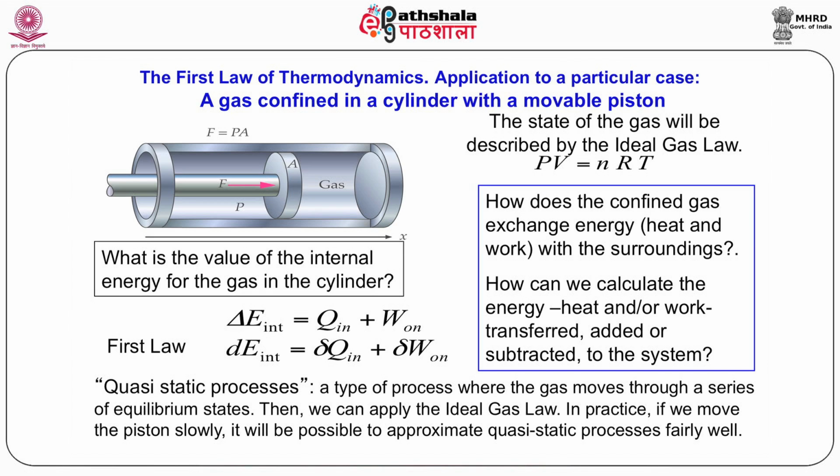Now if you look at it, the first law, delta E equals Q plus W, which we talked about in the previous slide, with Q the heat and W the work done. Now this also can be written as dE, that is small d, E equals delta Q plus delta W. Therefore, that can be written for quasi-static processes. This is a type of process where the gas moves through a series of equilibrium states. So each one can be added up, and then we can apply the ideal gas law. But in practice, if we move the piston slowly, it will be possible to approximate a quasi-static process fairly well.